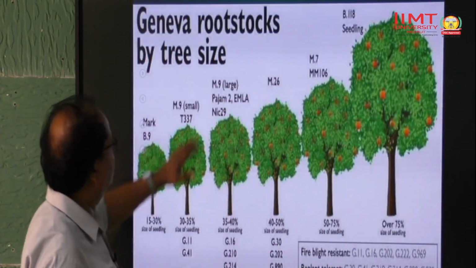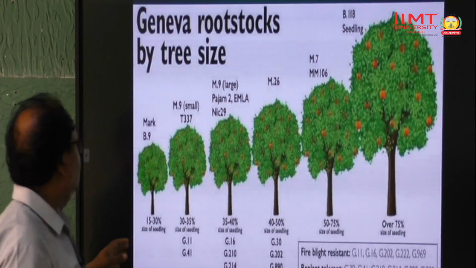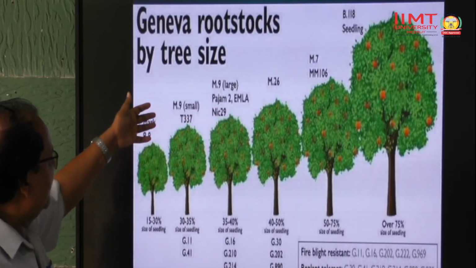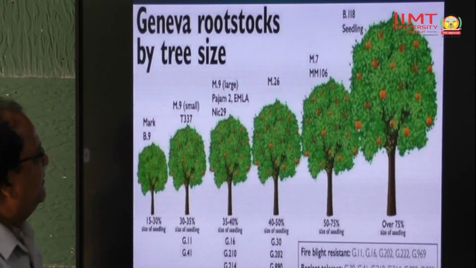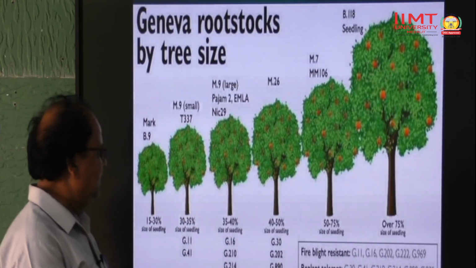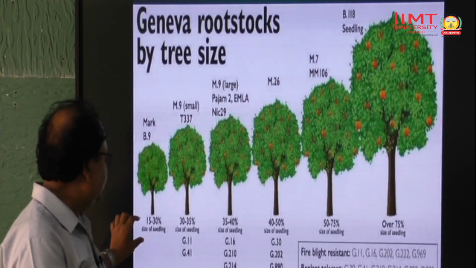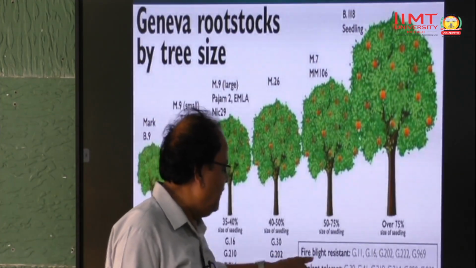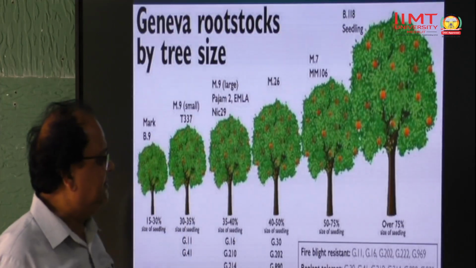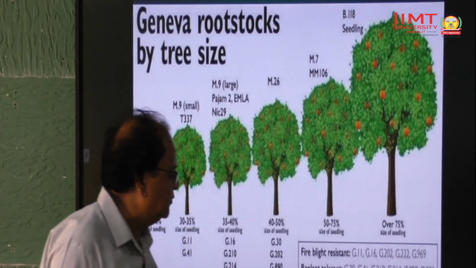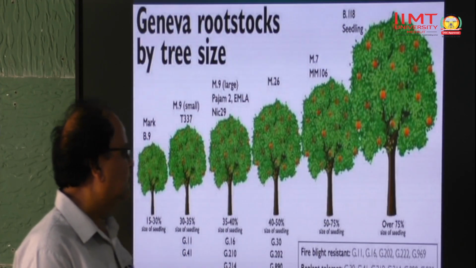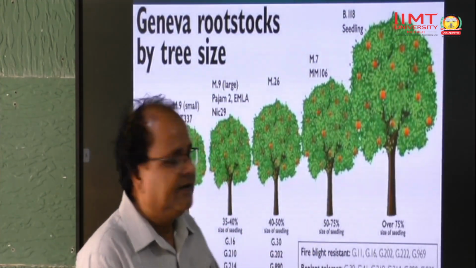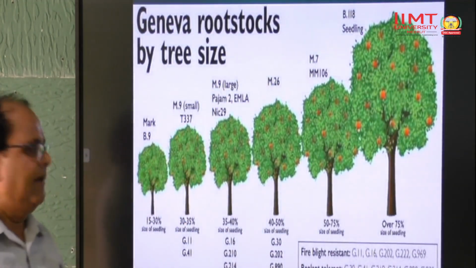Here is the effect of the rootstock: Mark B9 is a dwarfing rootstock compared to the others, M9 is small, M26, M7, and B118 are larger, and seedlings show the size as a percentage. Some rootstocks resistant to fire blight are G11, G16, G202, G222 or G969. Fire blight is a serious disease of the apple.